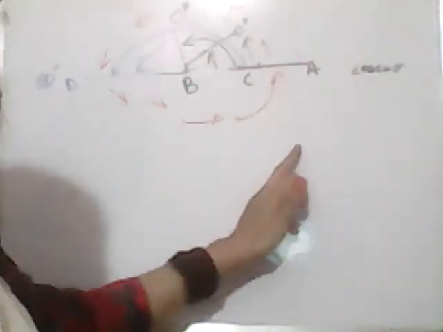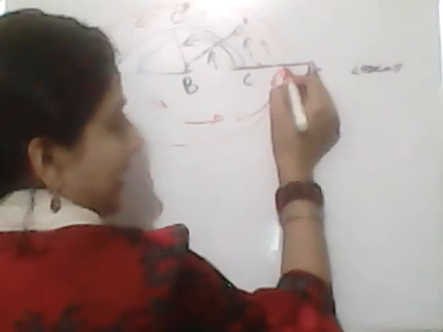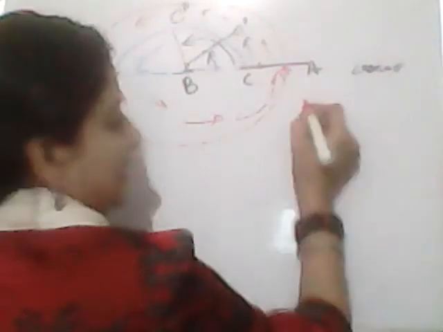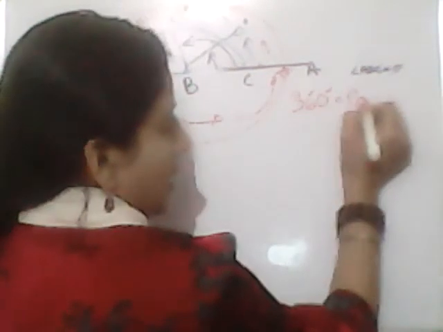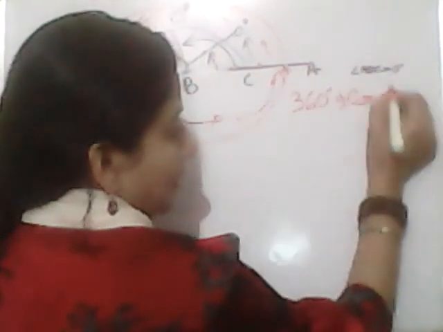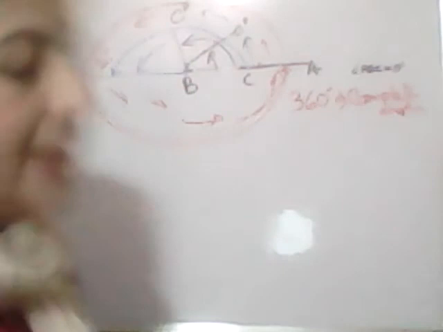Rotation M. Now one rotation is complete here. That's why the angle whose measurement is 360 degrees is called a complete angle. One full rotation is called a complete angle.